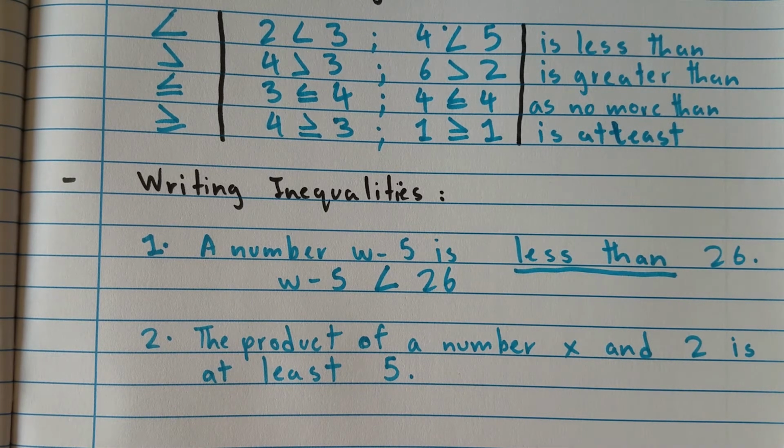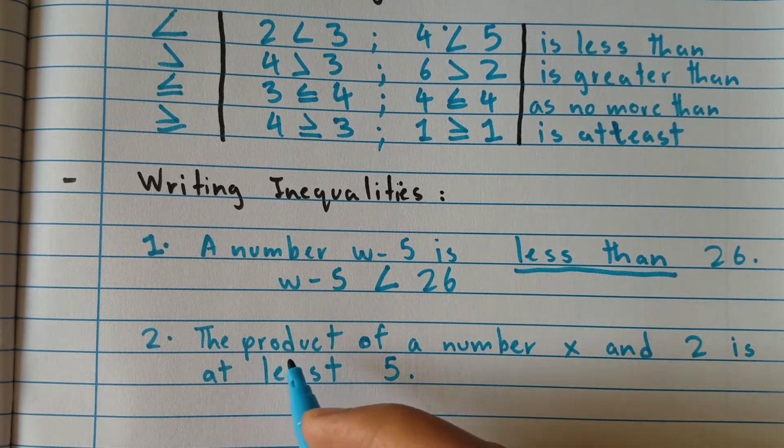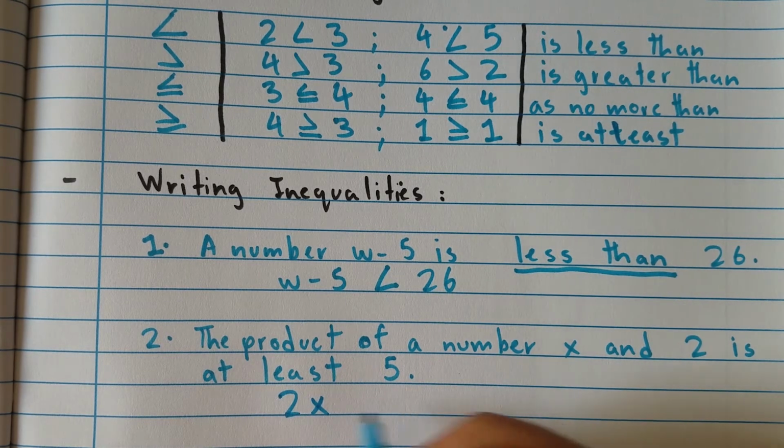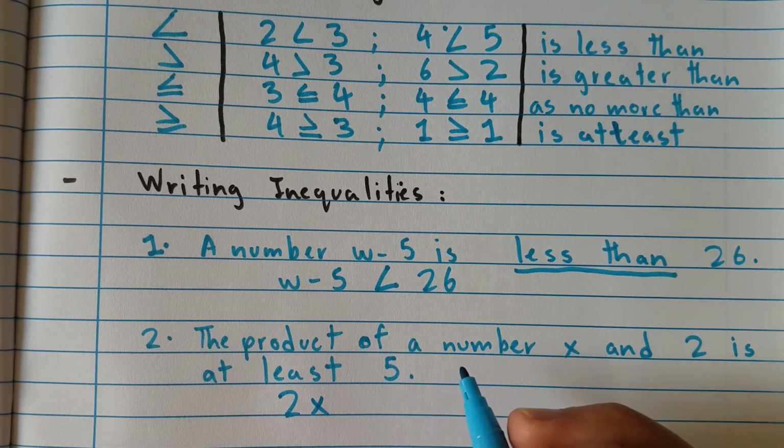So we know the first number would be the product of a number x and 2. Product just means multiplication, so 2 and x are being multiplied. So the first term would be 2x. And then we don't know the inequality sign yet, so let's find the other number.